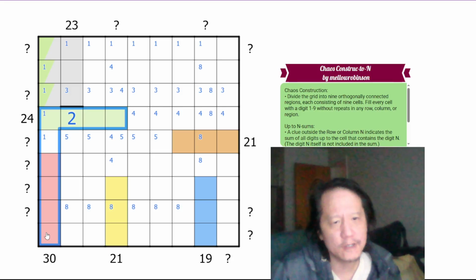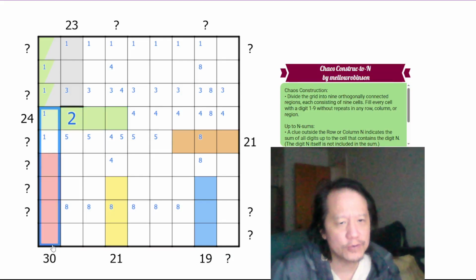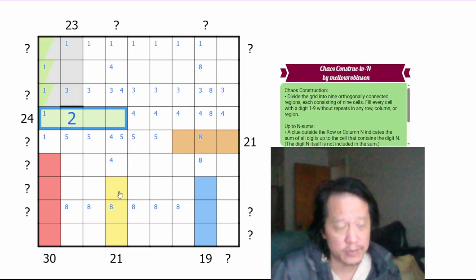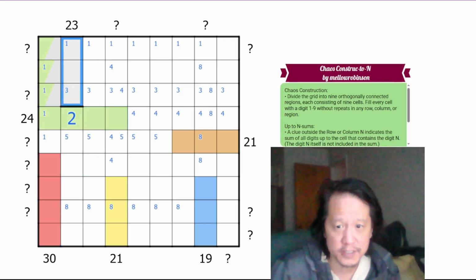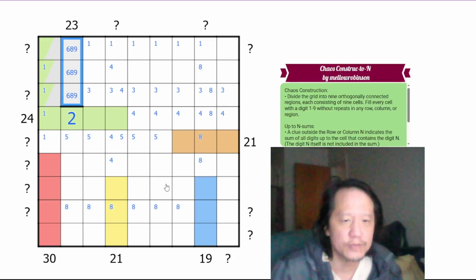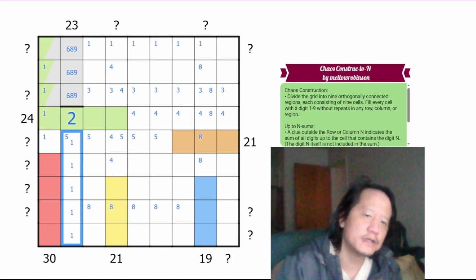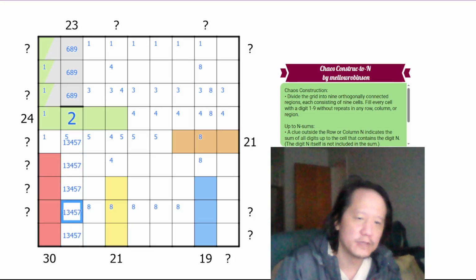How would that work? Maybe 9 here. So 30 minus 9 is 21. So this would be 21 plus 24. So it's possible. So it's possible that this is the same region. We just know this is... Okay, so this has to be 6, 8, and 9 here. Add up to 23. That eliminates 6, 8, 9 in the rest of column 2. So we have 1, 3, 4, 5, 7 as possibilities.